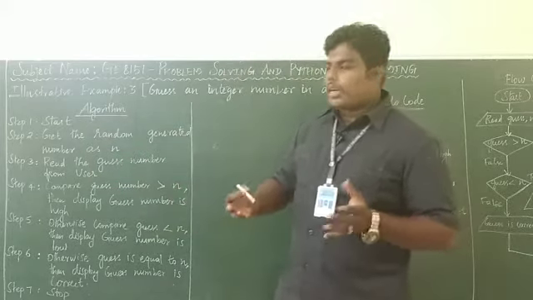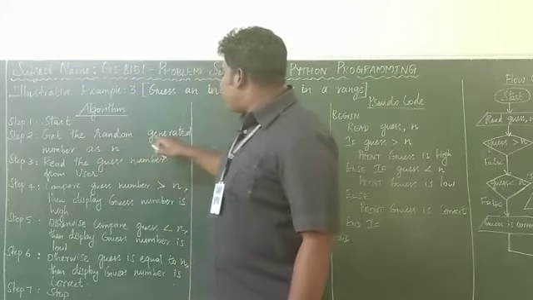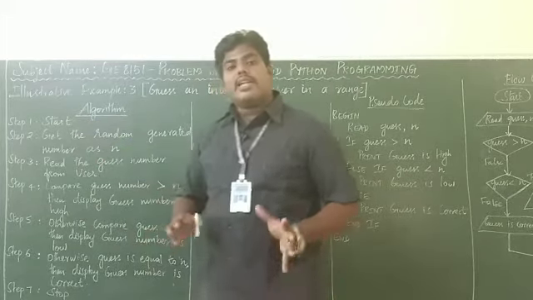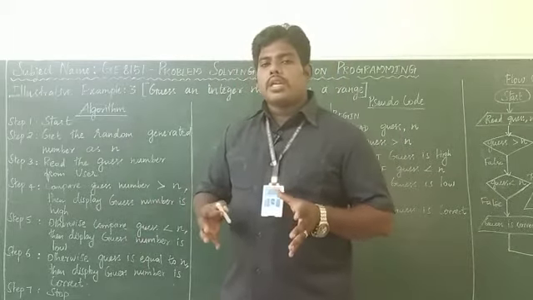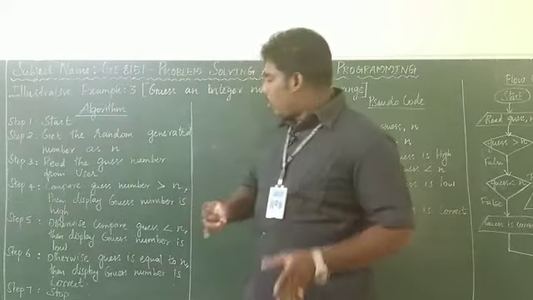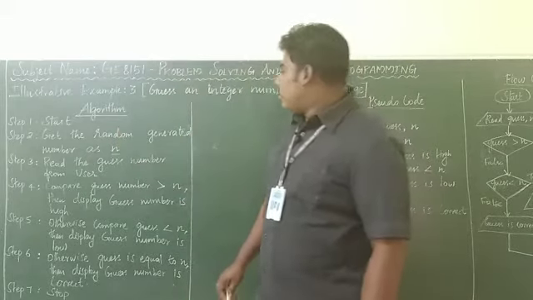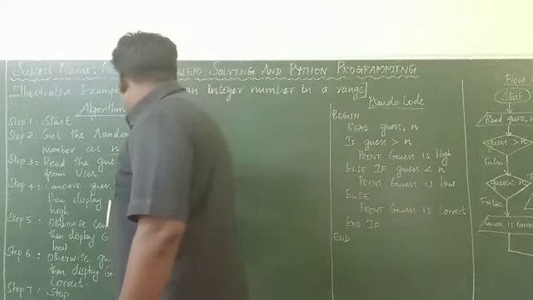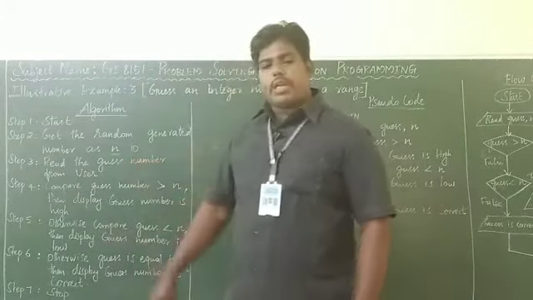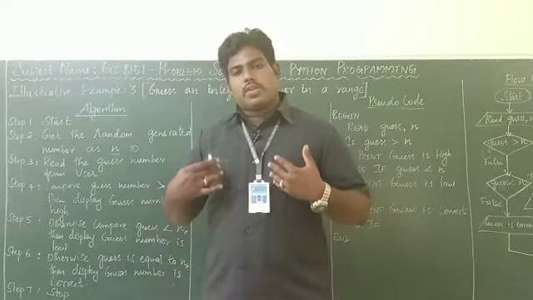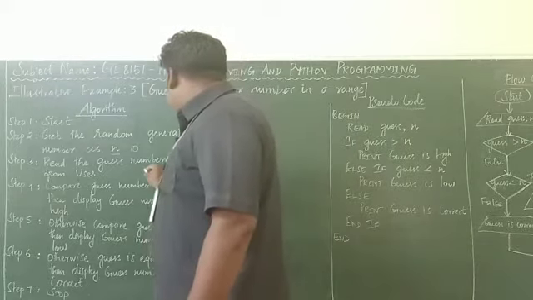first you have to start the algorithm, then get the random generator number as n. That is nothing but the computer generated number. The computer is randomly generating one number, that number is n. For example, it is 10. Then read the guess number from the user. User means ourselves. I am guessing one number. For example, my guess number here is 5.